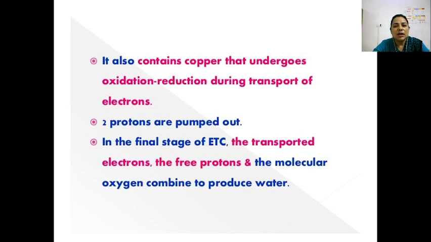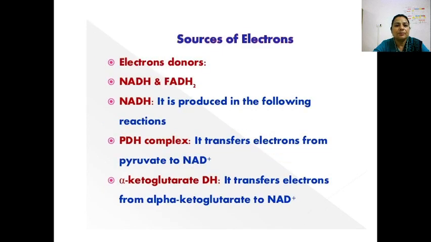Two protons are pumped out. In the final stage of the electron transport chain, the transported electron, the free proton and the molecular oxygen combine to produce water. Sources of electrons.